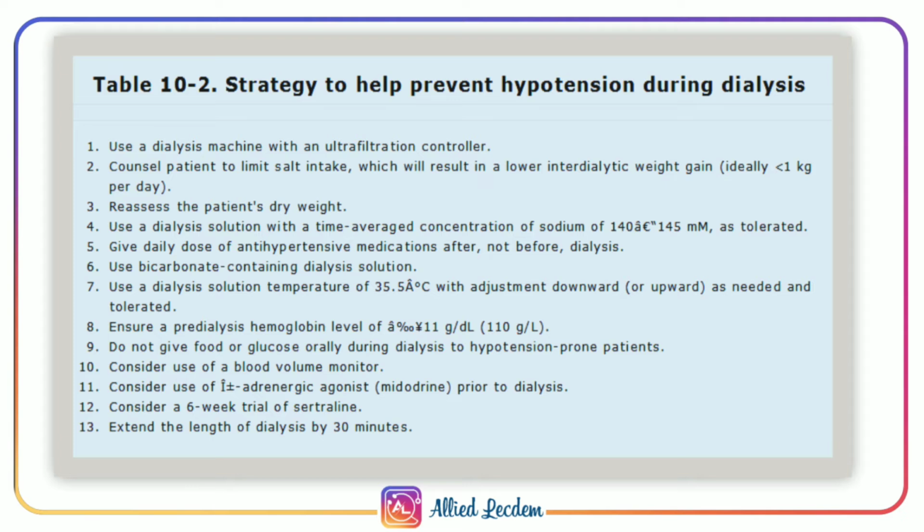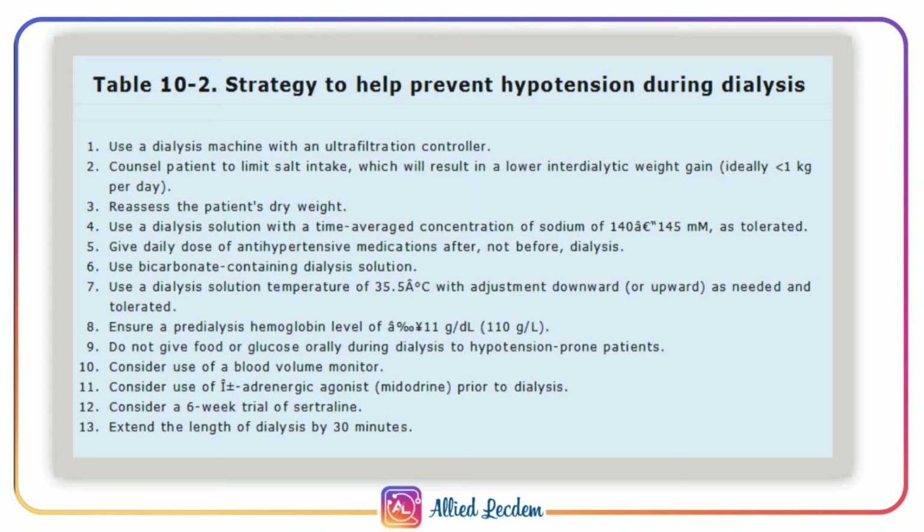Use a dialysis machine with an ultrafiltration controller. Counsel a patient to limit salt intake, which will result in lower intradialytic weight gain. Reassess the patient's dry weight. Use a dialysis solution with a time average concentration of sodium 140 to 150 mM as tolerated. Give the daily dose of antihypertensive medication after, not before dialysis.